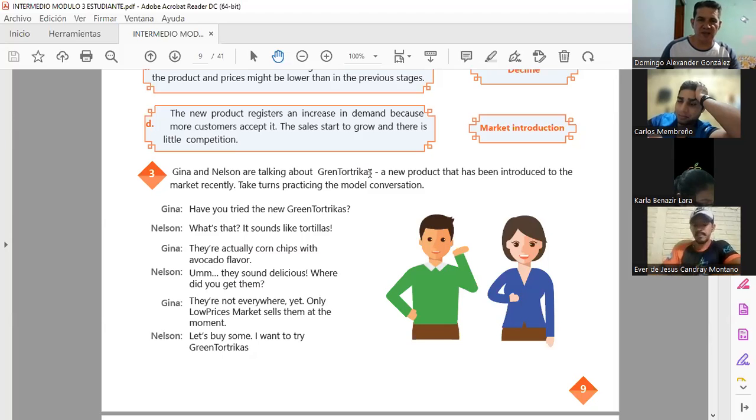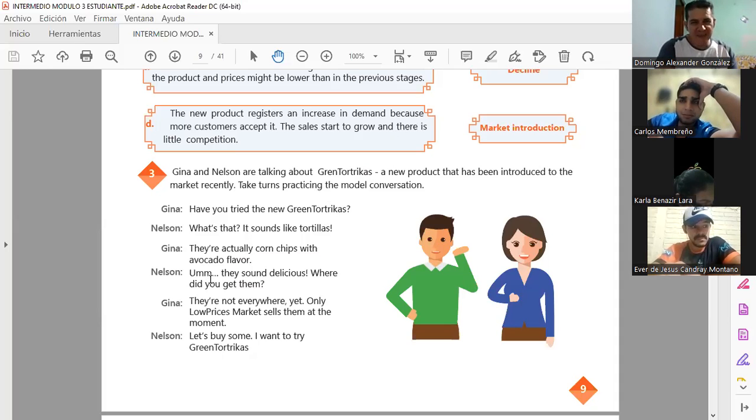Okie dokie, claps, yes, for these actors. Really good, right? Excellent. For a moment, Trini, I heard you say green tortricas, but for me, it's difficult to pronounce. Listen, green tortricas. Yeah, it's difficult, right? Okay, and Oscar made the exact pronunciation. It's like delicious, right? Okay, good.